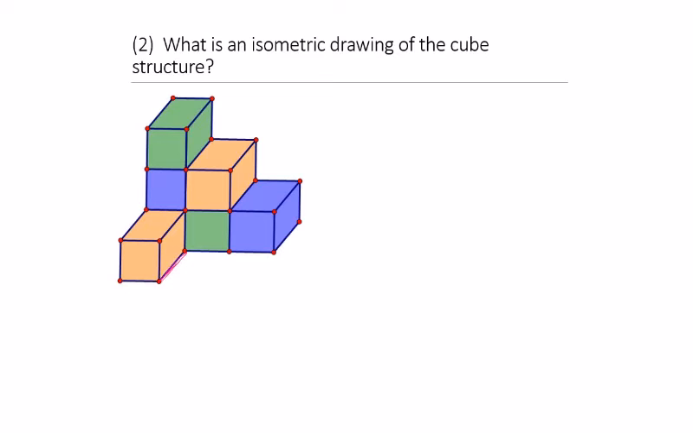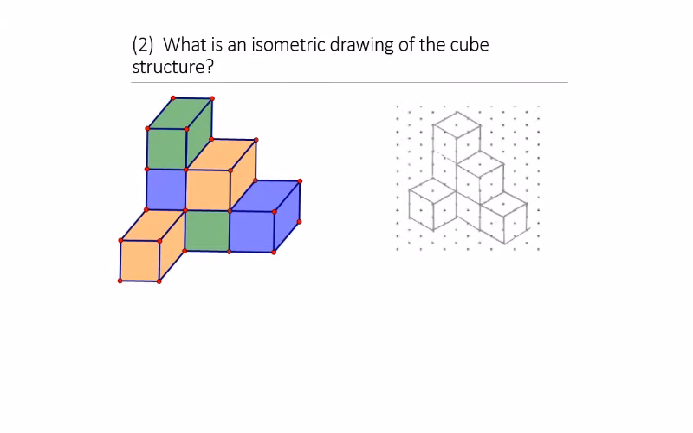So this is not 30 degrees. This is parallel with the horizontal. So we want each of these to be at an angle. An isometric version of this would be this right here. Okay, so you can see that each of these horizontal lines is drawn at a 30-degree angle.